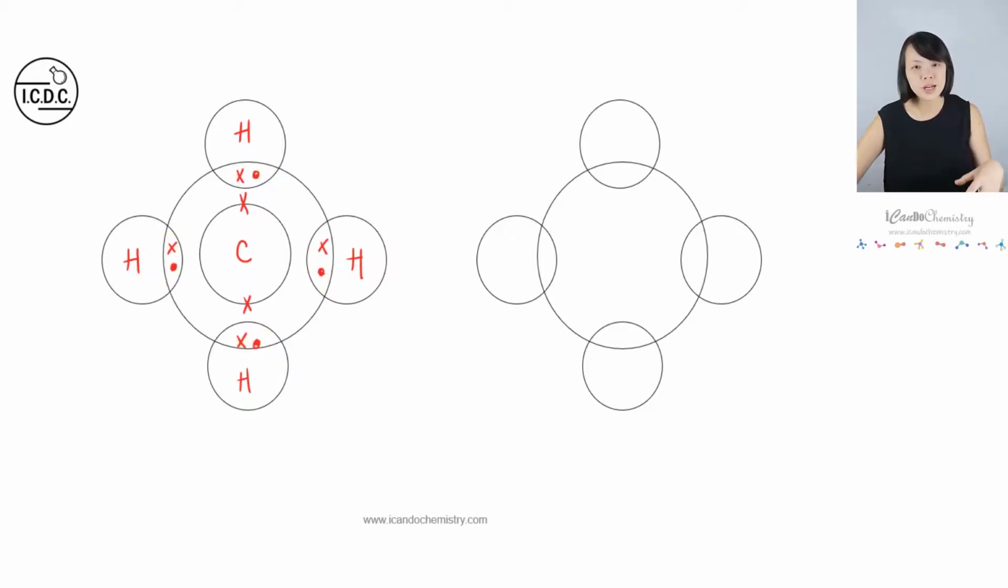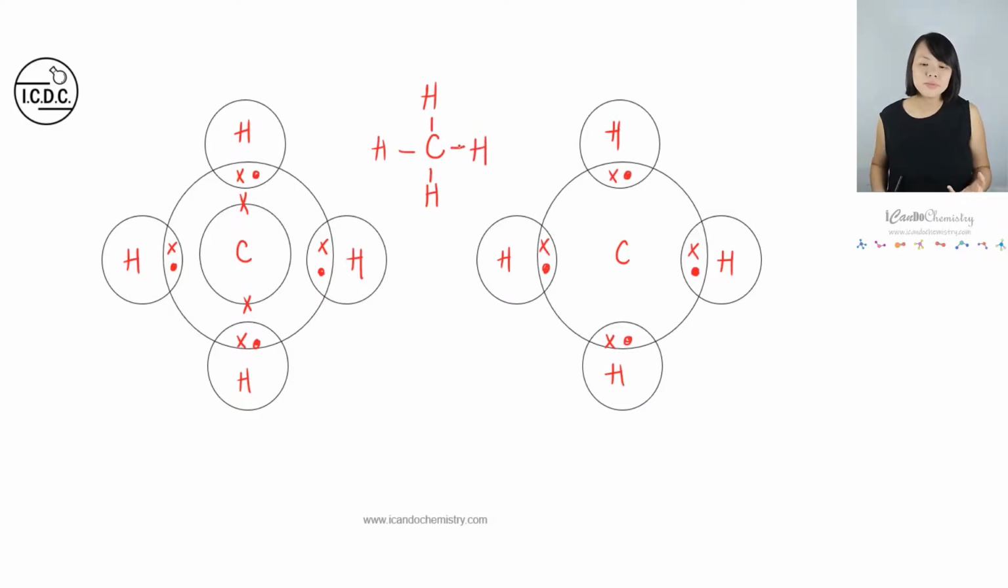So again, if the question asks you to only show the outermost electrons, what you will need to draw is this. We actually omit the first shell of carbon. So for the structural formula, again, there will be 1 carbon, 4 hydrogen, and between carbon and each of the hydrogen, a single bond is formed. 1 single bond represents the sharing of 2 electrons.